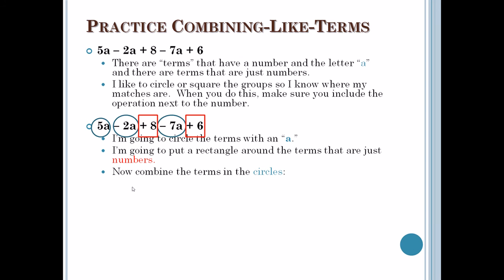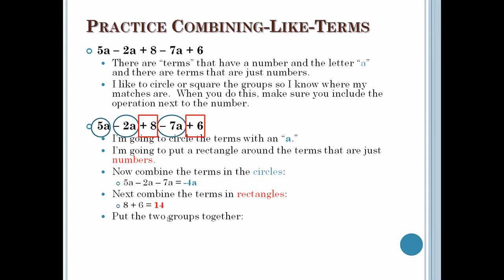Now I just group them up. I'm going to take all my circles: 5a, take away 2a, take away 7a. That's basically what you're doing. 5a take away 2a is 3a. 3a take away 7a gives me negative 4a. Now we just do that with the rectangles. I've got positive 8 plus positive 6 gives me positive 14. The last step is just put the two groups together.